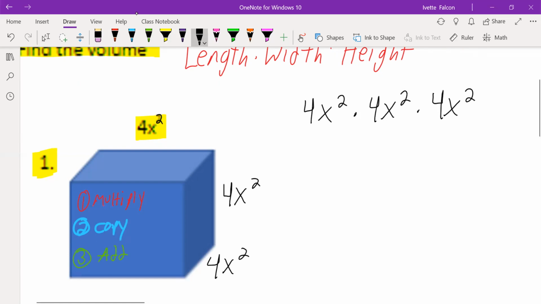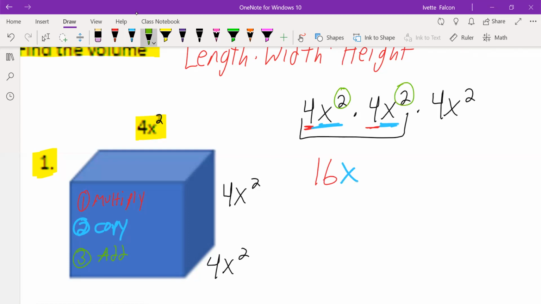So I'm going to start by breaking this problem down so it becomes easier. So I'm going to multiply 4x to the power of 2 times 4x to the power of 2. I'm just going to focus on those 2 right now. So we multiply my coefficients. So 4 times 4. 4 times 4 is going to give me a 16. Once you multiply, then you can move on to step 2, which is to copy your variables. So we're going to copy the variable, which is the letter x, and your last step is to add. So you're going to add the exponents. 2 plus 2, that's going to give us the number 4.